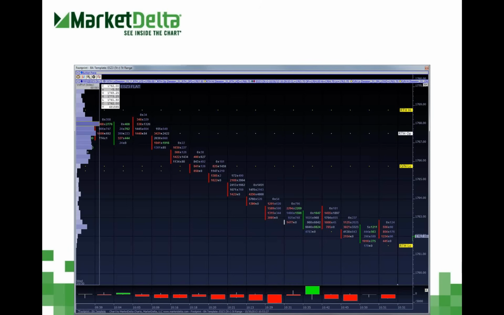And so the footprint provides you that because you're allowed to look inside the chart. You have more data available to you. And this applies that logic to help you read what's going on.